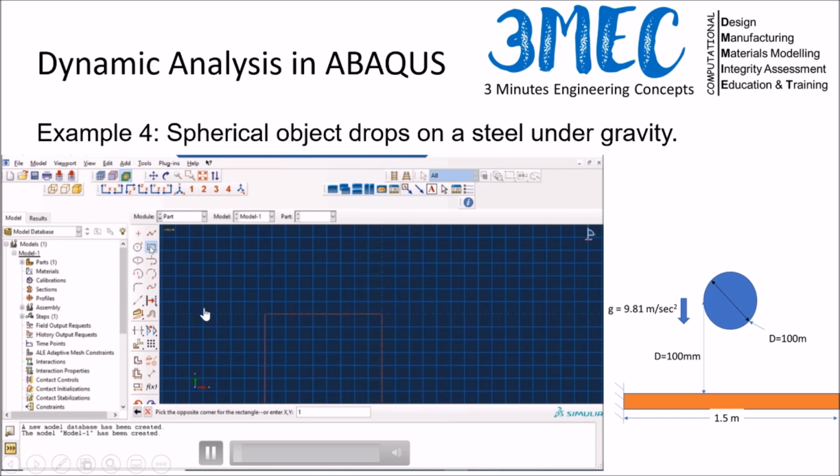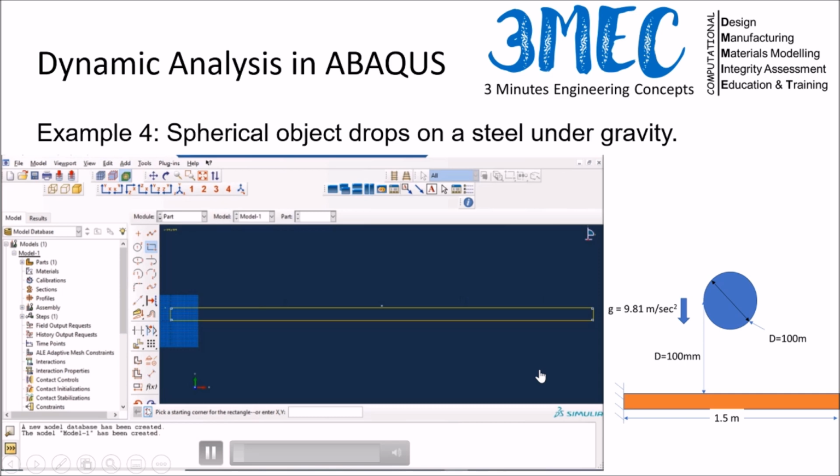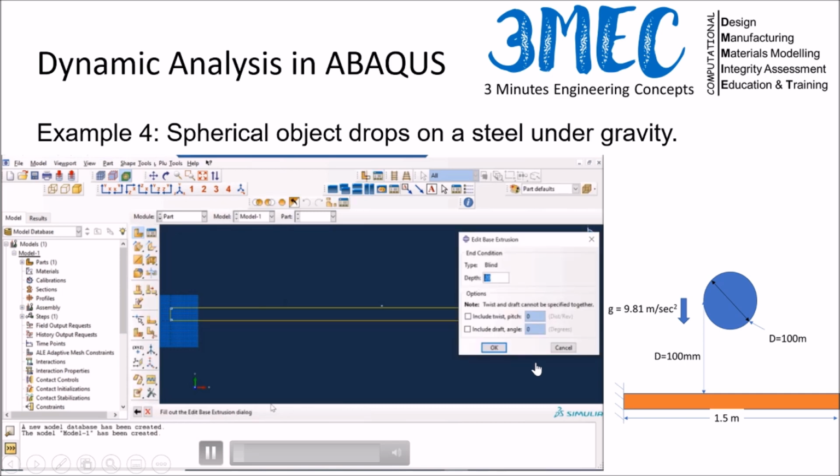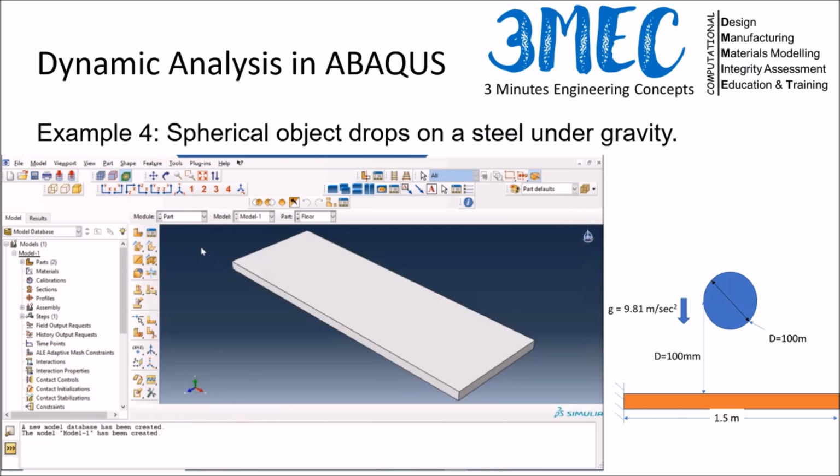So I'll create a rectangle now, and then I will extrude it orthogonal to the screen. So it's 1500 millimeters times the thickness, which is again given to me, and I've selected that and drawn that. And then I extrude it to a depth of, for example, in this case, 500 millimeters, so it's half a meter, right?